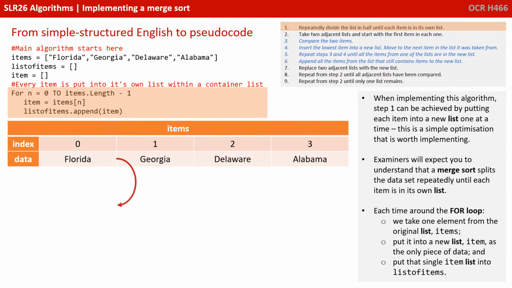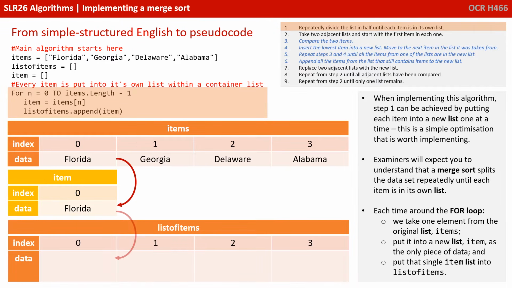When implementing this algorithm, step 1 can be achieved by putting each item into a new list one at a time. This is a simple optimization that is really worth implementing. Examiners will of course expect you to understand that a merge sort splits the dataset repeatedly until each item is in its own list. So each time round our for loop, we take one element from the original list called items, put it into a new list, item, as the only piece of data, and then put that single item list into list of items.